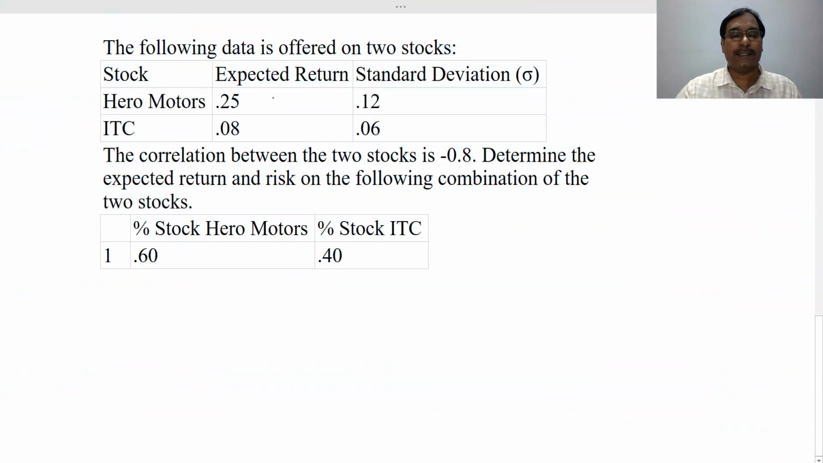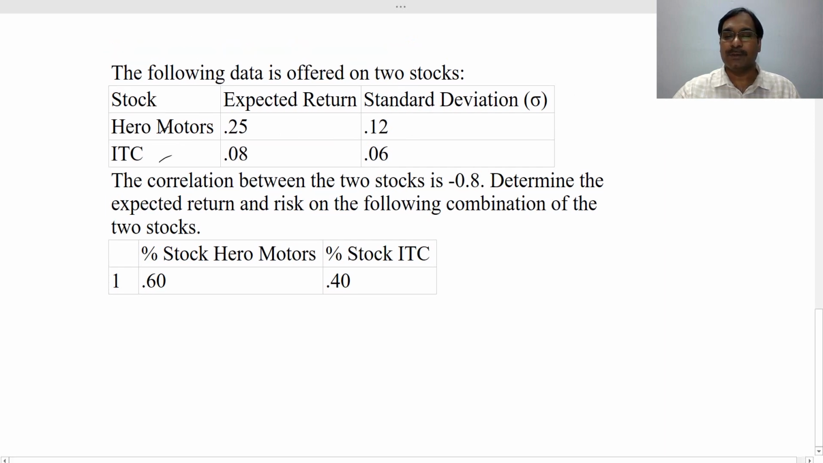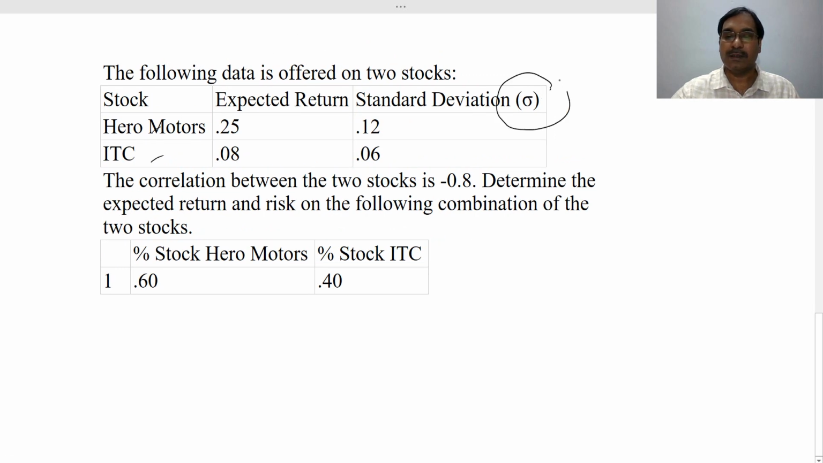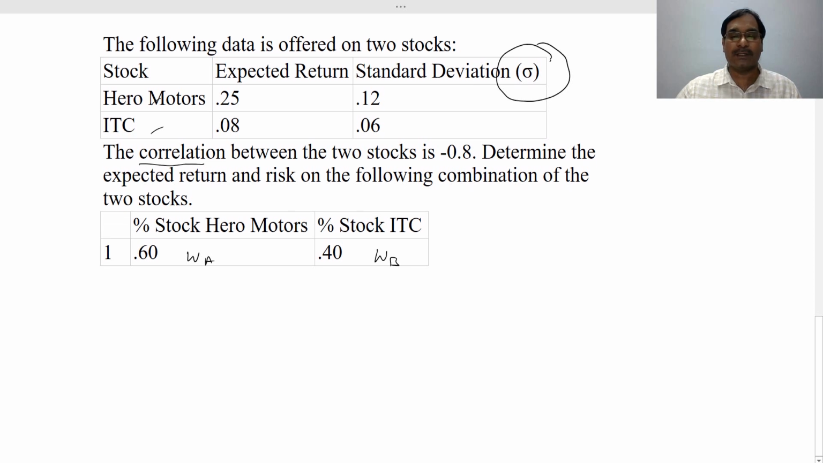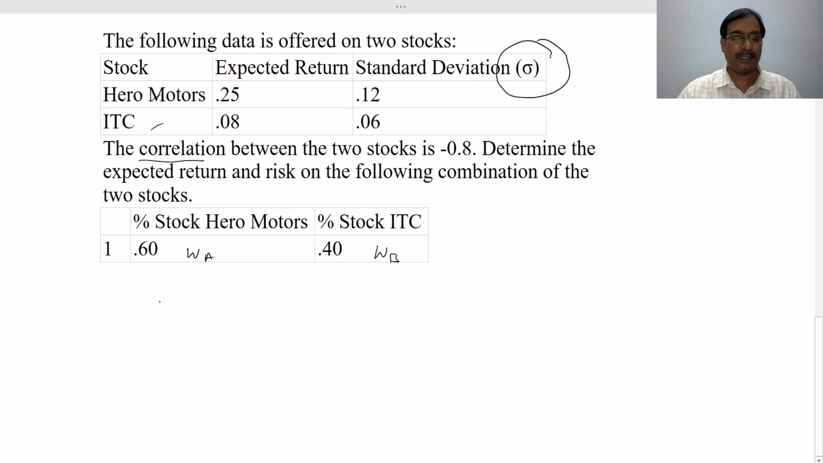Here are the details offered on two stocks: Hero Motors and ITC. Their expected returns are given, and the standard deviation values are given here. The correlation between the two stocks is given, and the portfolio weights are given. Let us say this has a weight A and this has a weight B. Based on this, you need to calculate the portfolio variance and the standard deviation.